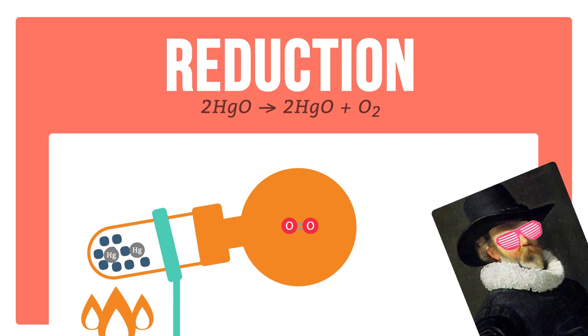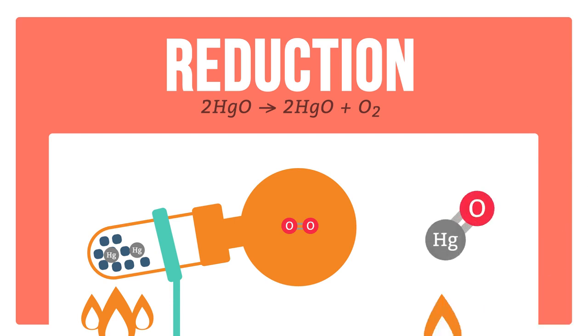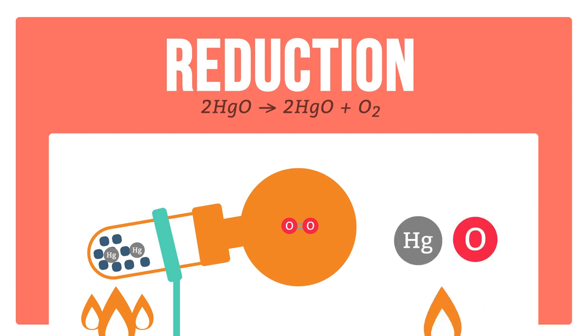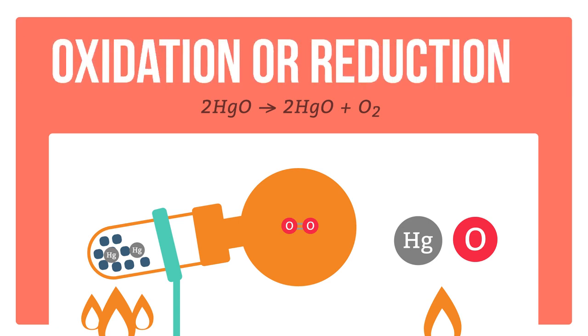Back in the 17th century, people believed that heating a substance would always yield its pure elements. And sure, pure oxygen was indeed first produced by reducing mercury oxide. But what wasn't known at the time was that heating could cause either reduction or oxidation.